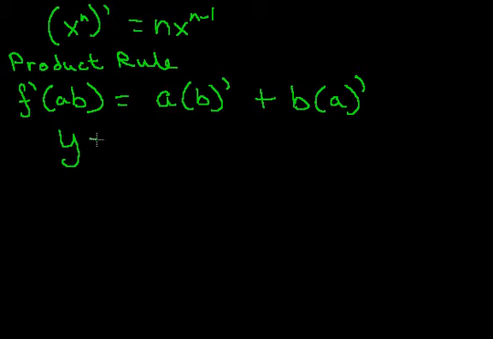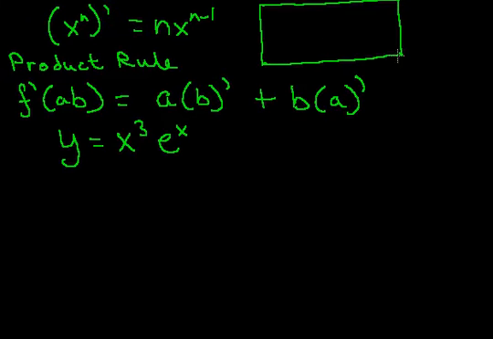So let's say we have y equals x cubed times e to the x. One thing I forgot to mention, you should probably memorize this, is that the derivative of e to the x, or e to the x prime, is e to the x. And you should definitely memorize this if you're going on to calculus 2, or even for calculus 1. This is very good to know: that e to the x prime is e to the x.